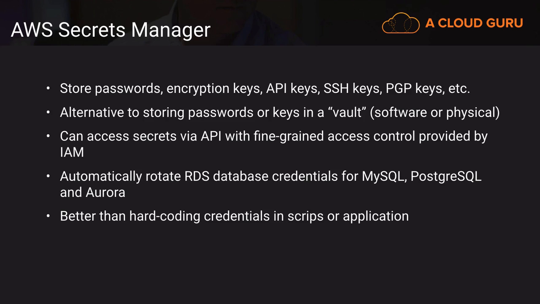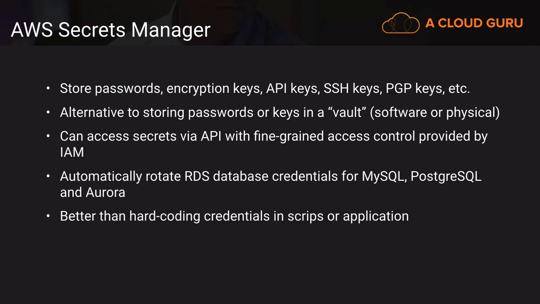There's also a service on AWS called the AWS Secrets Manager. And this is a good way to store passwords or encrypted keys or anything that you want to keep under proverbial lock and key. Now, some companies have a vault. Maybe it's a physical vault, or maybe they use some software like LastPass or KeePass. And Secrets Manager aims to be an alternative for that.